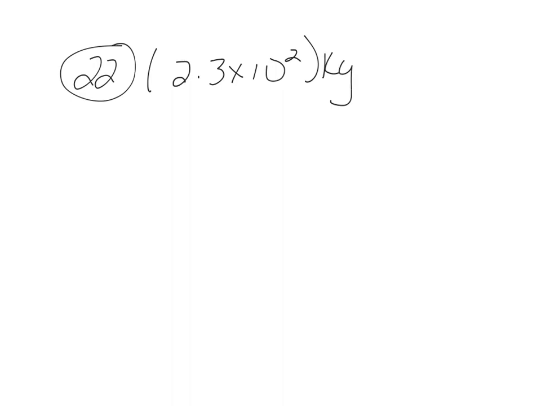Number 22. Farmers in a certain state lose 2.3 times 10 to the second kilograms of topsoil per year on average. And there are 4.5 times 10 to the third farmers in this state. How much topsoil is lost in this state annually? And so this is kilograms. And so we're going to go ahead and multiply.